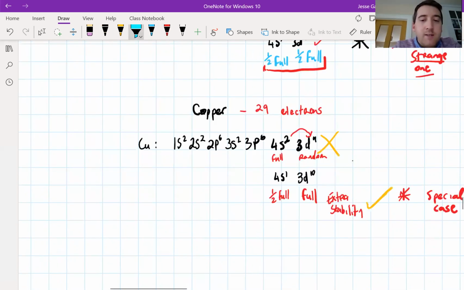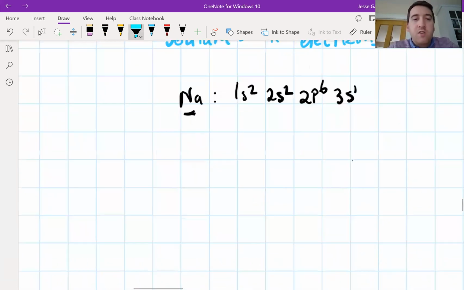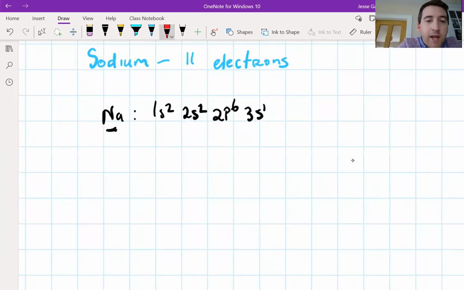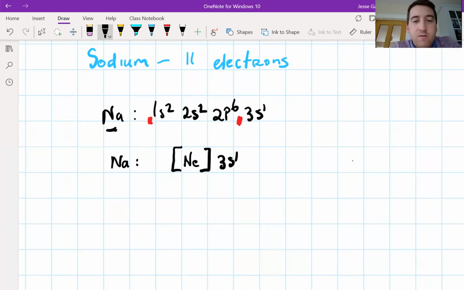Now, what this means is that if we look at this electronic configuration of sodium again, from here to here, well, that's just the configuration of neon: 1s2, 2s2, 2p6. So instead of writing out that section, we can shorten this down by saying it's the same as neon up as far as here. And then after that, all that's left is 3s1. So we could write the electronic configuration of sodium like that. Sodium is a neon core, and then 3s1.